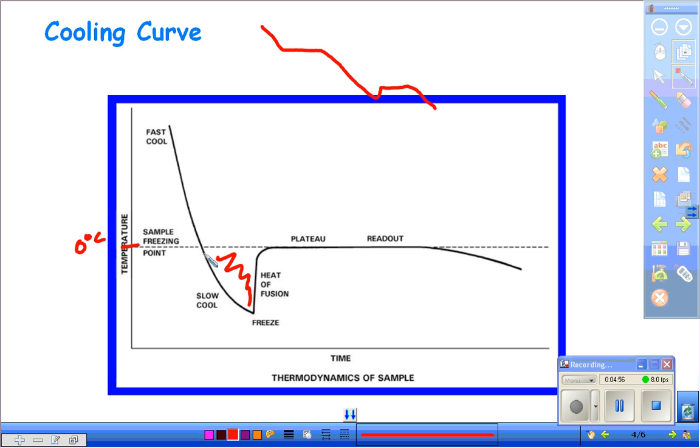When water starts to get down below, say, 0 degrees Celsius, 32 Fahrenheit, before it starts to freeze, it actually gets below that temperature. And as soon as one crystal starts to form, there is a release of energy, and that's called the heat of fusion. All these little crystals start to form all of a sudden, and you get this plateau at the freezing point of the liquid.